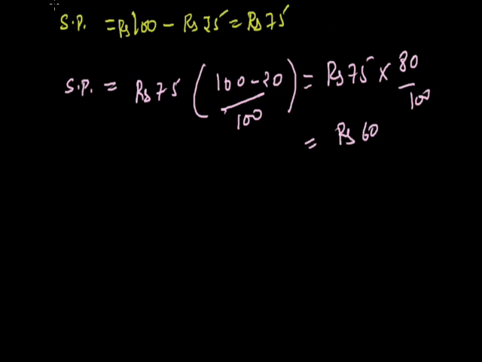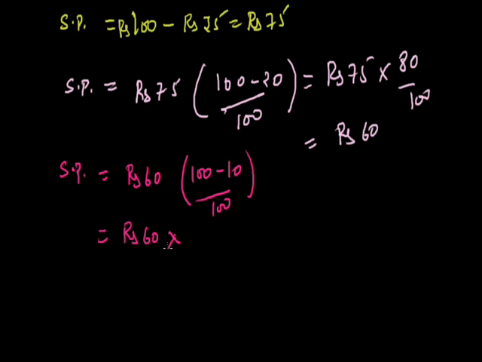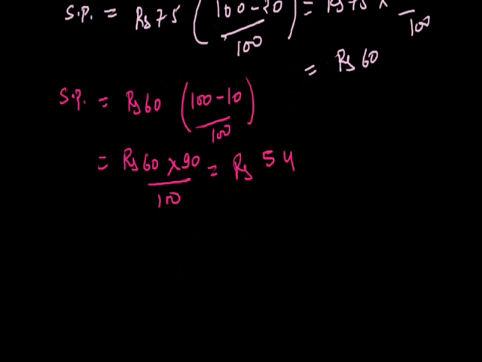Now again, one more discount. When we allow the discount of 10%, the selling price will be rupees 60 into 100 minus 10 upon 100, which is equal to rupees 60 into 90 upon 100. So it will be equal to rupees 54. That means finally the article will be sold at rupees 54.